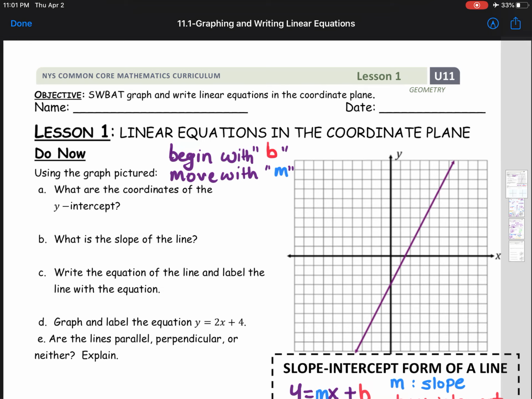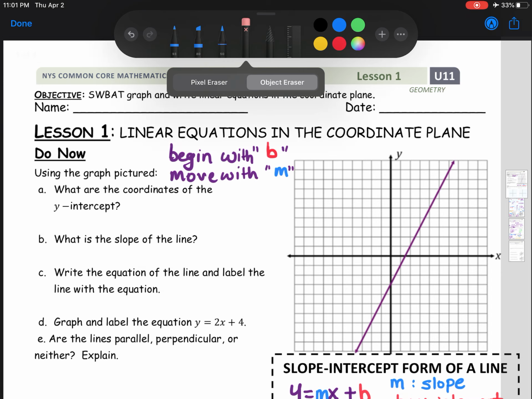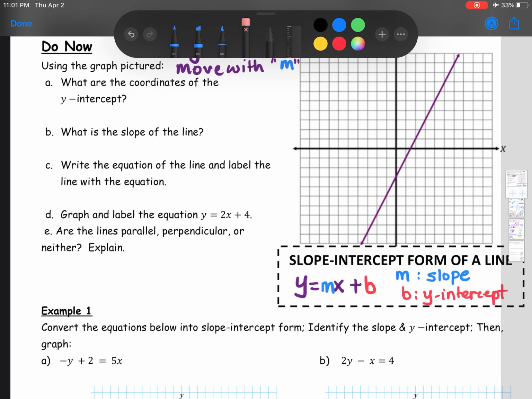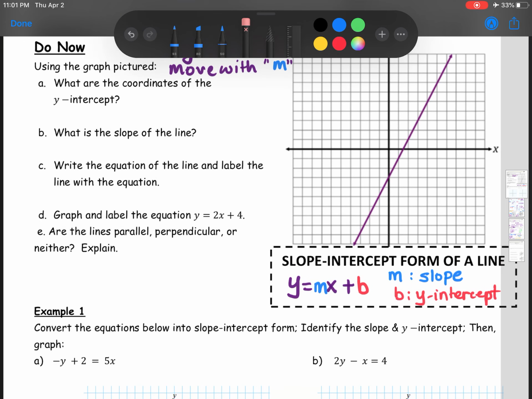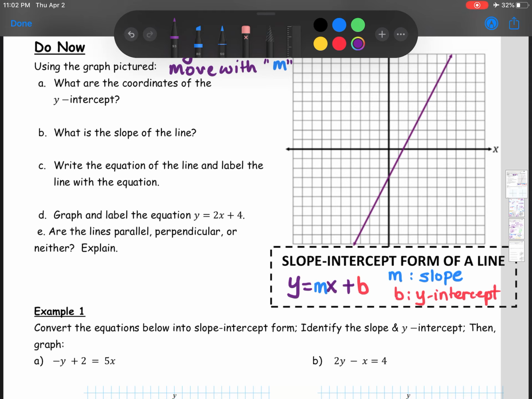Okay, so let's get started with the do now. I've already filled in a few questions, so if you see something filled in, it is for the reason that this video is not too long. That's the whole purpose of filling in some of the information. Okay, so now let's get started. It says using the graphed picture. So a graph of a line is already given to you, right?